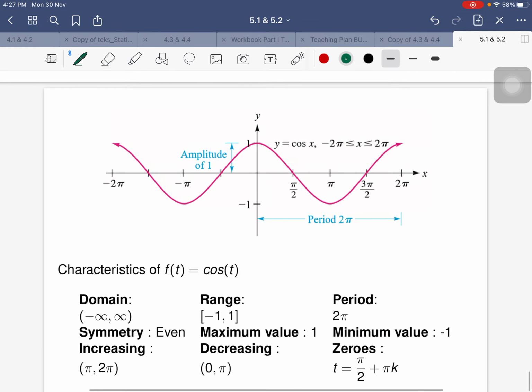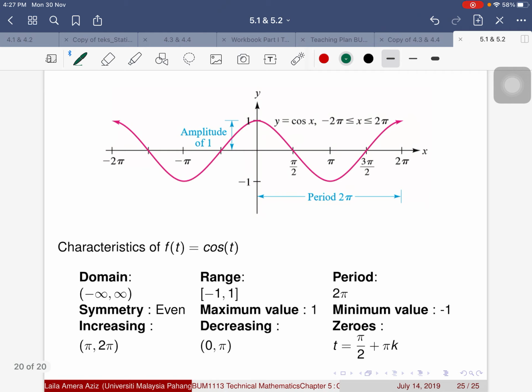And in terms of the properties, it's going to be the same idea as what we have seen for sine before. So the domain for t over here has no limitation. The domain could be any value from negative infinity to infinity. The range is also the same as sine. So the highest value is going to be 1 and the lowest value is going to be -1. The period is going to equal 2 pi. It's going to be increasing on this side, starting from pi until 2 pi. And it's decreasing on this side, which is from 0 until pi.